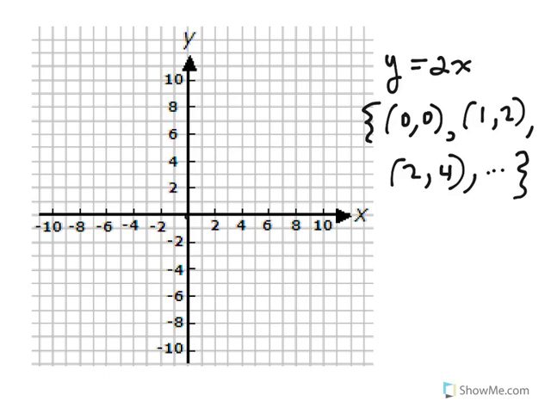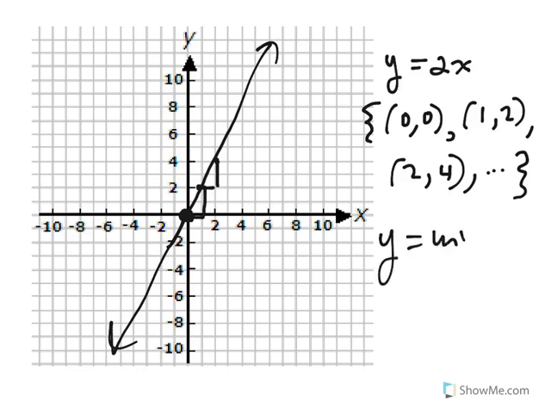And when I graph these all, (0, 0), (1, 2), (2, 4), etc., we end up with this line. It goes through the origin, (0, 0), and its slope is 2. So for every 1 unit to the right, we go 2 units up. So an equation of the form y equals mx will definitely have (0, 0) as one of the infinite points in the solution set.